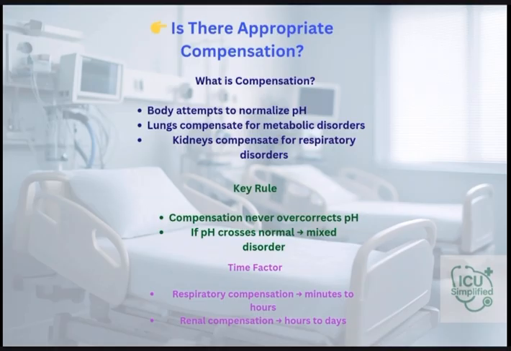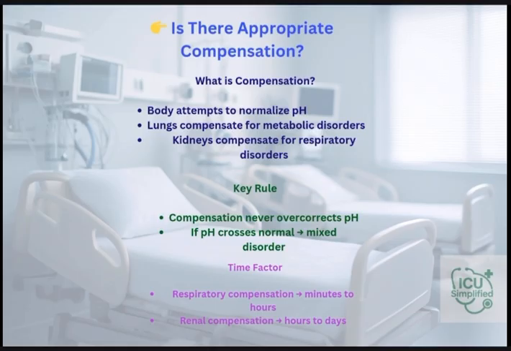After identifying the primary acid-base disorder, the next step is to assess whether there is an appropriate compensation. Compensation is the body's attempt to bring the pH back towards normal. In metabolic disorders, this compensation occurs mainly through the lungs, while in respiratory disorders, compensation occurs through the kidneys. There is one very important rule to remember. Compensation never overcorrects the pH. If the pH crosses into the opposite range, we should always suspect a mixed acid-base disorder. The time course also matters.